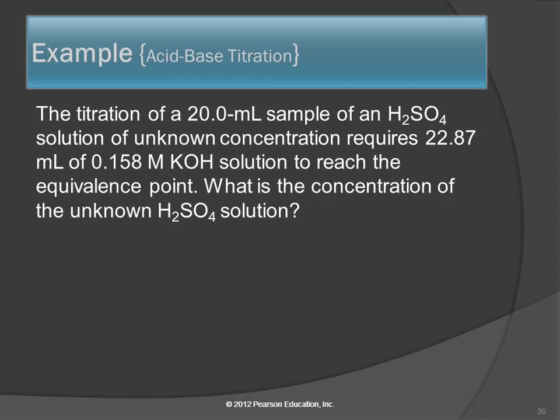So let's do an example of a calculation. The titration of a 20 mL sample of an H2SO4 solution of unknown concentration requires 22.87 milliliters of 0.158 molar KOH solution to reach the equivalence point. What is the concentration of the unknown H2SO4 solution?